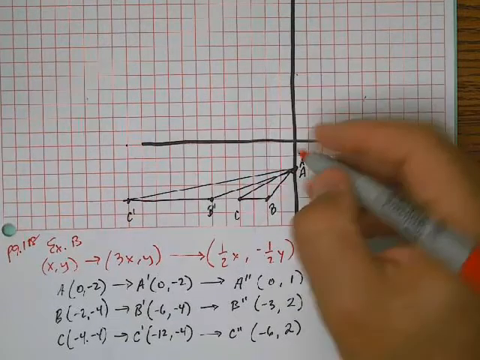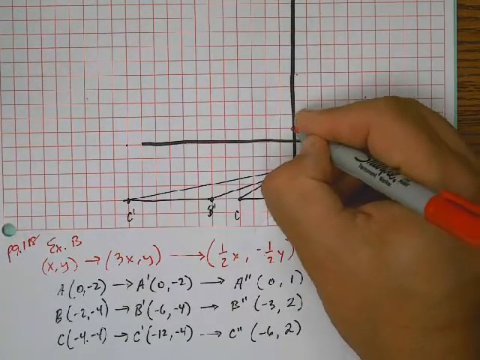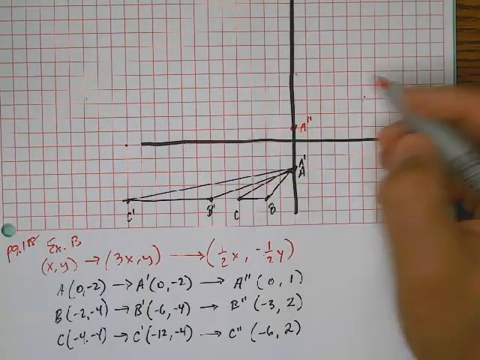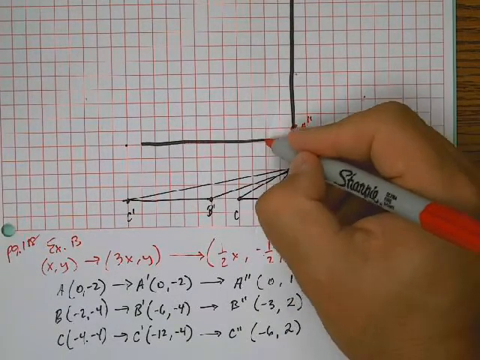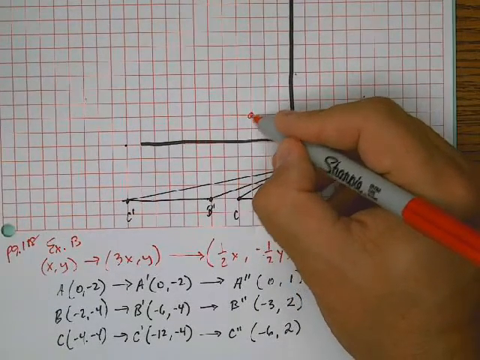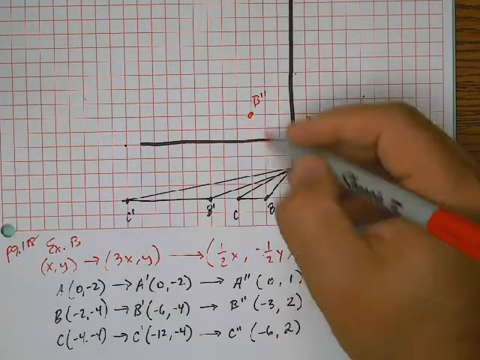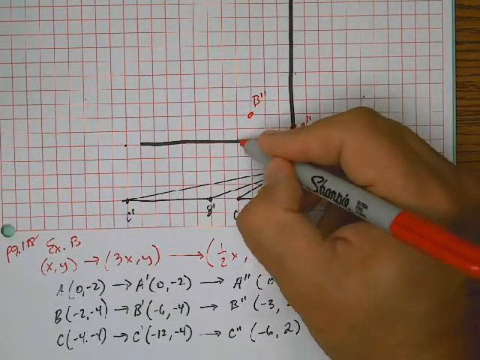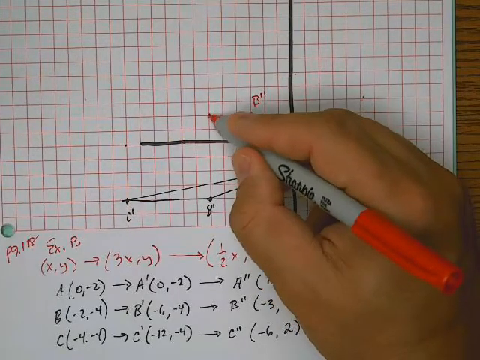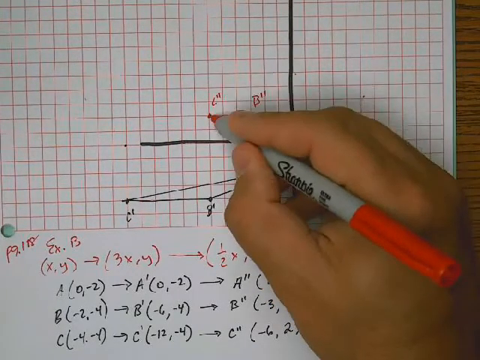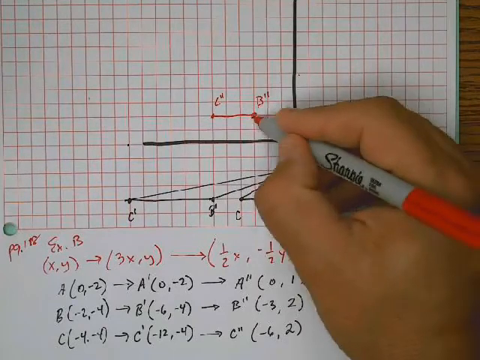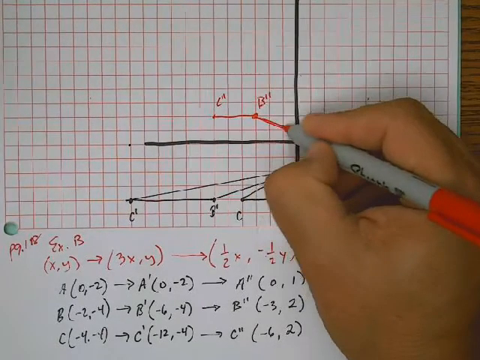Let's graph. 0, 1, that means it's up here. There's A double prime. B's negative 3, 1, 2, 3, positive 2. There's B double prime. And C double prime is negative 6, 1, 2, 3, 4, 5, 6, positive 2. There's C double prime. And our final diagram.